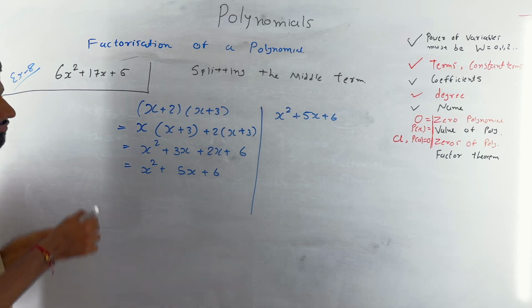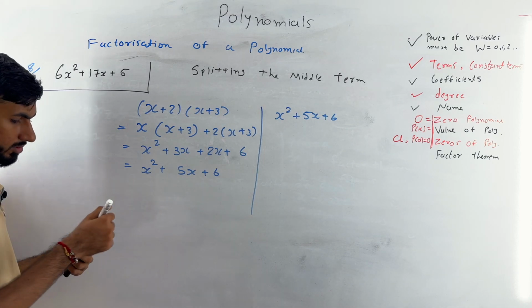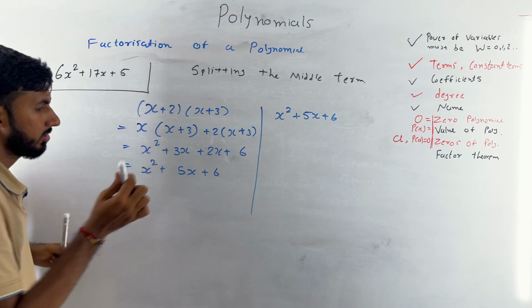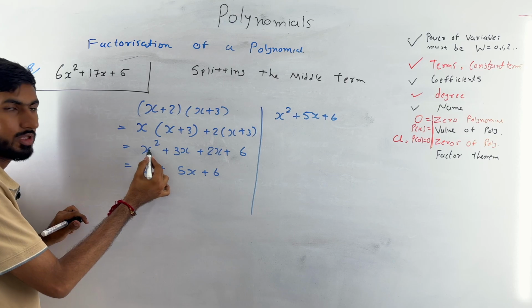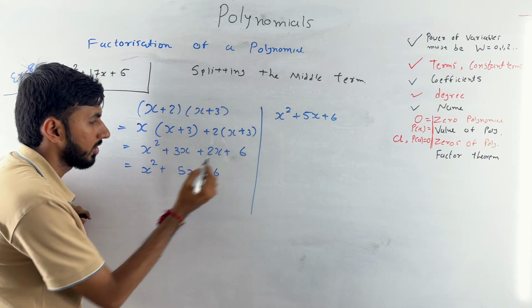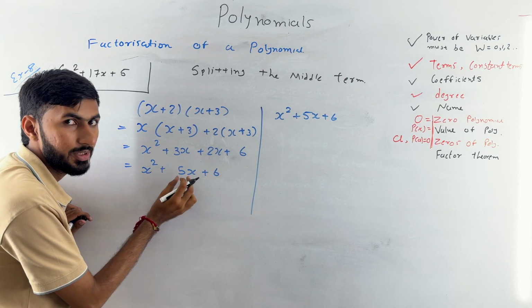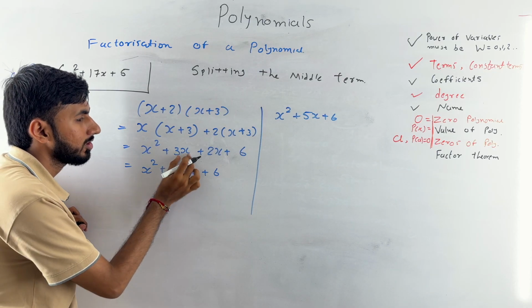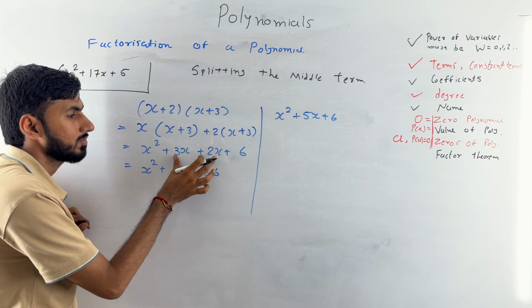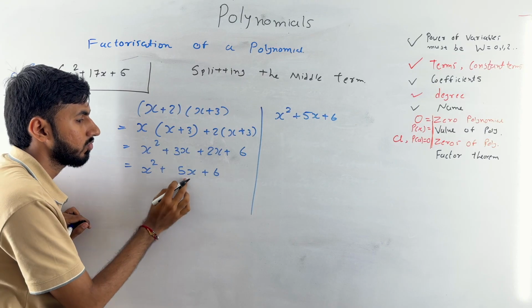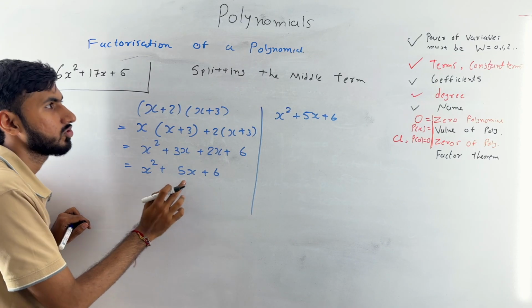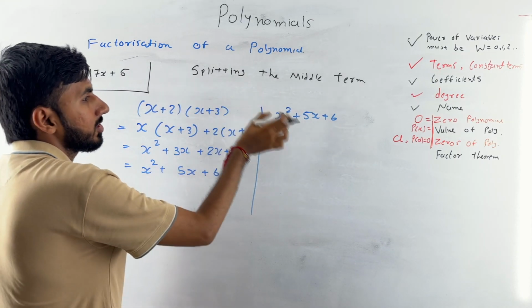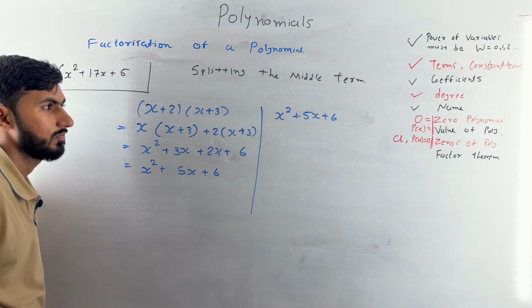Now, if you see in this step, I have written x square and x square both are the same. 6 and 6 both are the same. I have just split the middle term. For the 5x, I have written 3x plus 2x, right? If I add 3x and 2x, my answer will be 5x. So the name of this method is splitting the middle term, right?